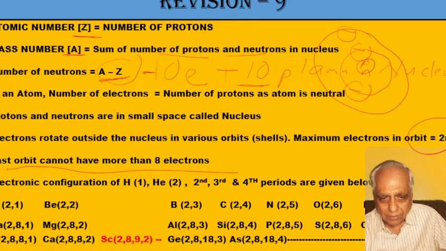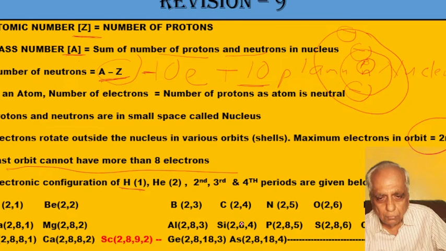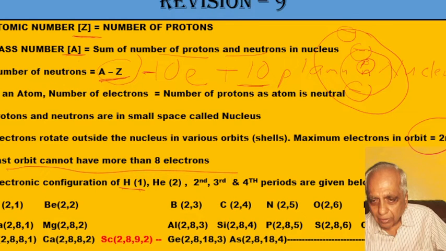Now once this 8 has come, when one more electron comes, the second orbit cannot carry more than 8. So sodium, whose atomic number is 11, has 2, 8, 1. Magnesium 12 is 2, 8, 2. Aluminium 13 is 2, 8, 3. Silicon 14 is 2, 8, 4, and so on, and the last, argon, is 2, 8, 8.